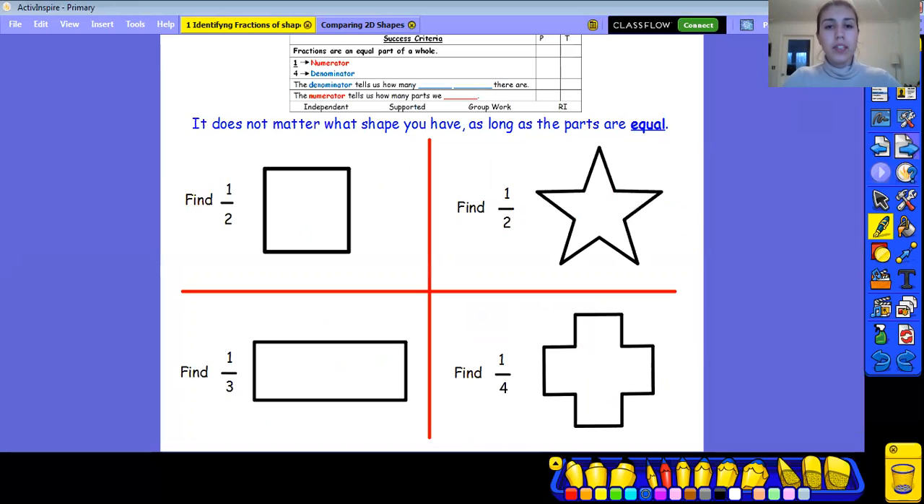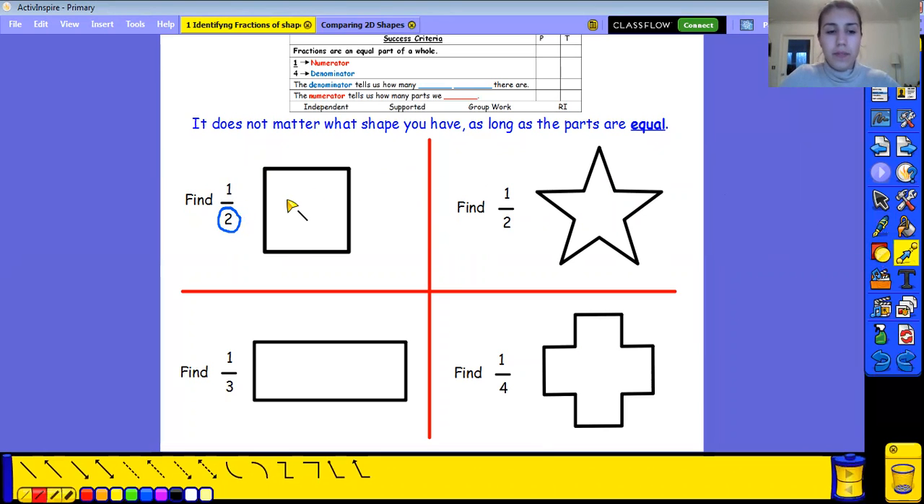Fantastic. So let's have a quick look at finding half of these shapes. So what we need to do is split them into the number of parts shown by our denominator. Remember, it doesn't matter what shape you have as long as those parts are equal. So 1/2, that means I need to split it into 2 equal parts.